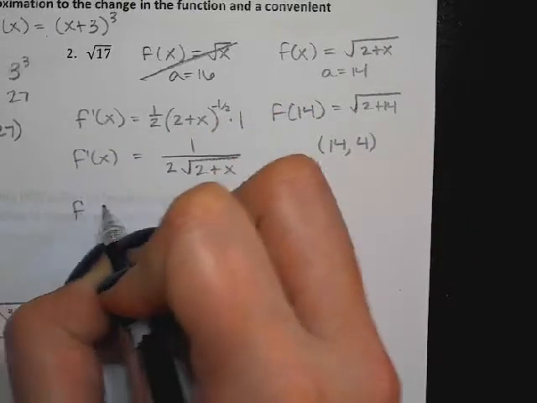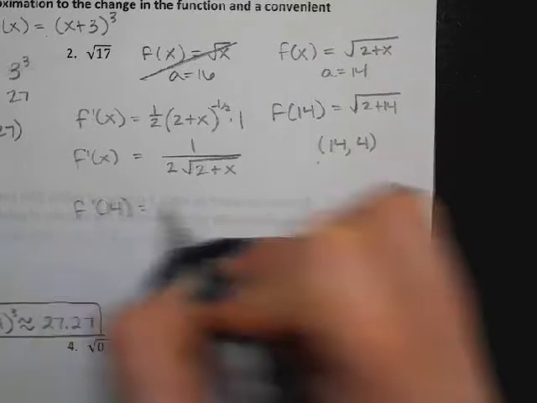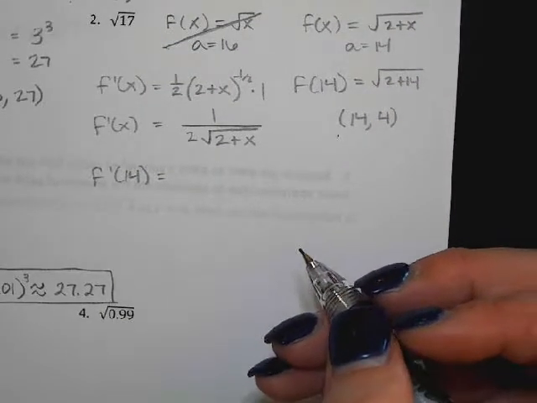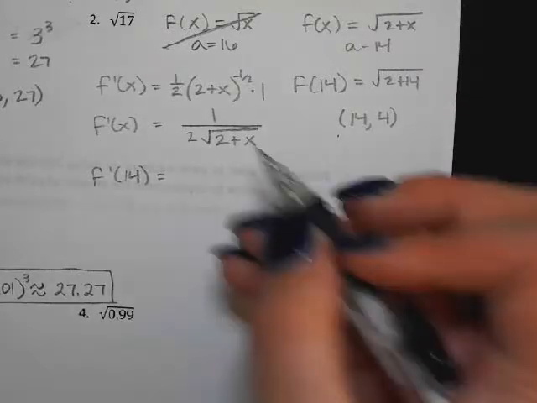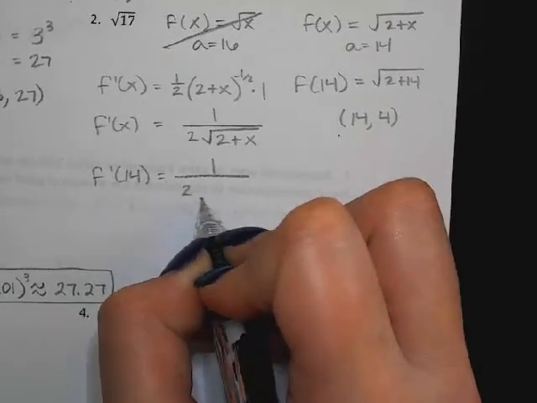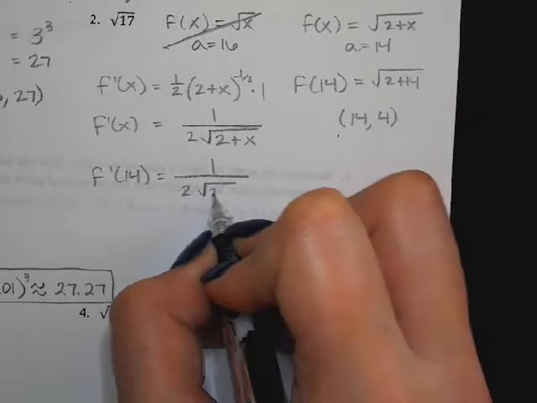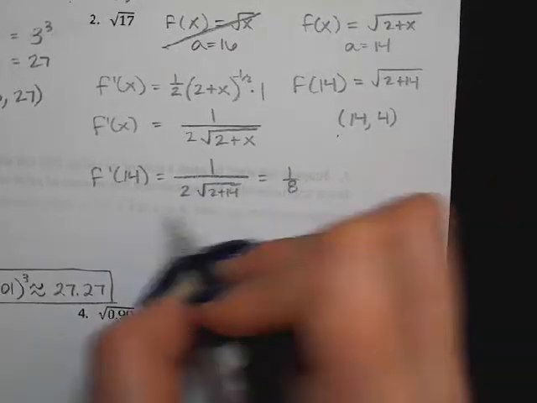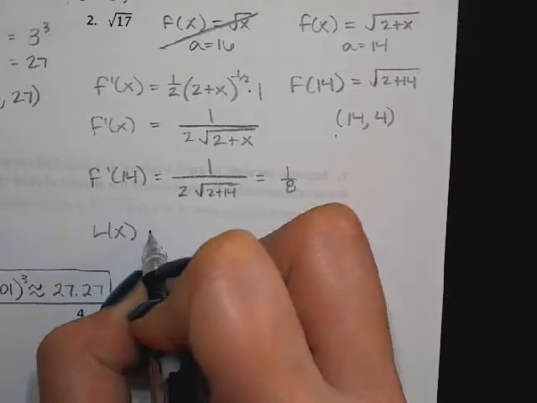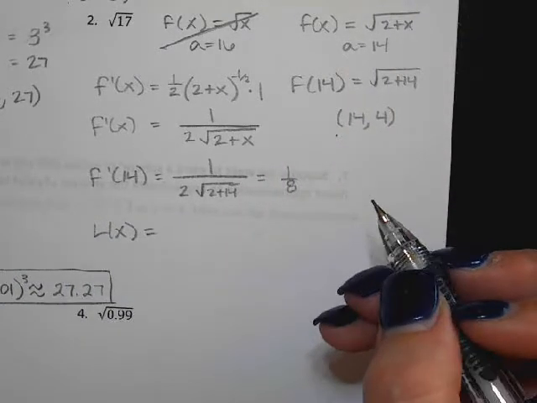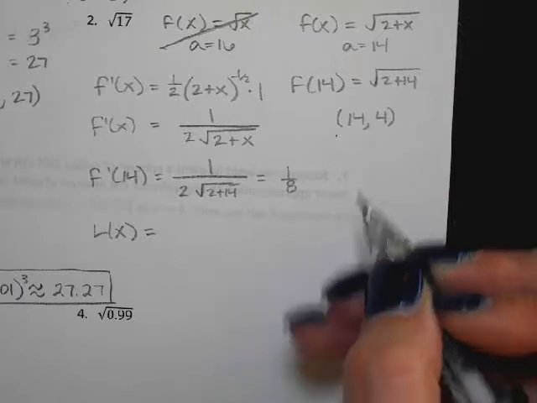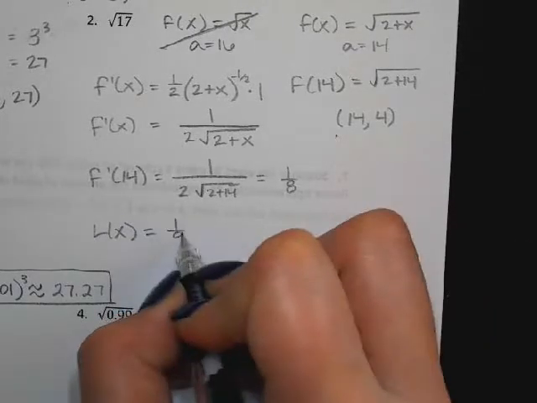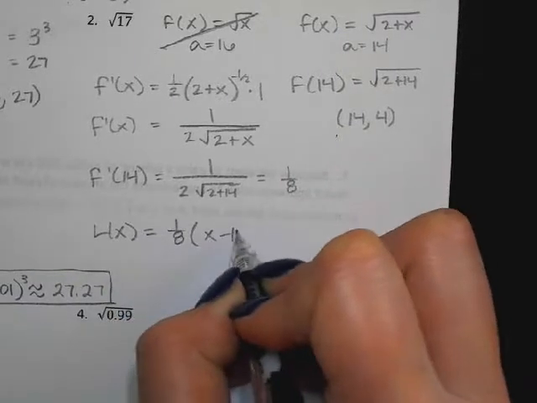Okay, so now I have to find f prime of 14. So I've got 1 over 2 times the square root of 2 plus 14, which is 1/8. Okay, so my linear approximation, or my equation that will give me my linear approximation, is what? 1/8 times x minus 14 plus 4.